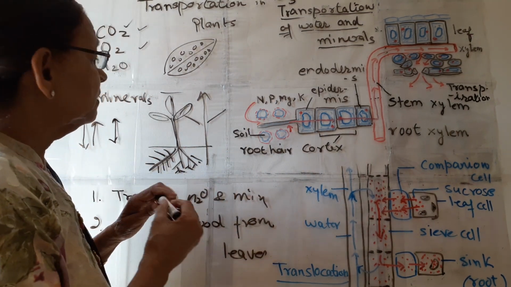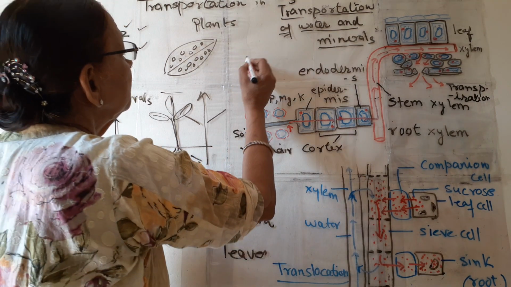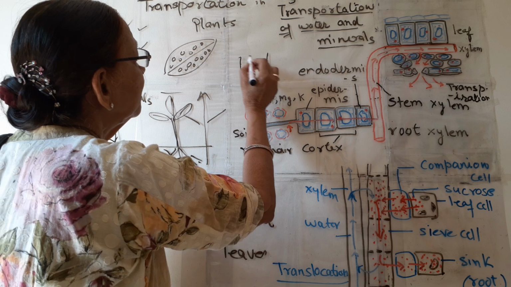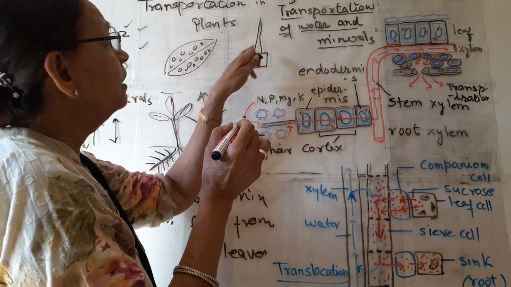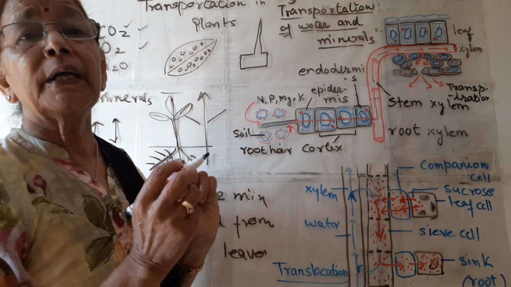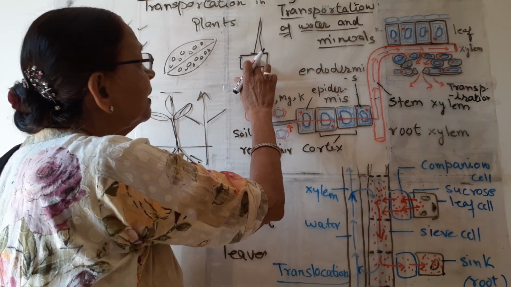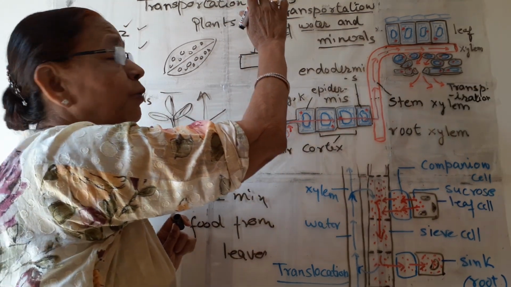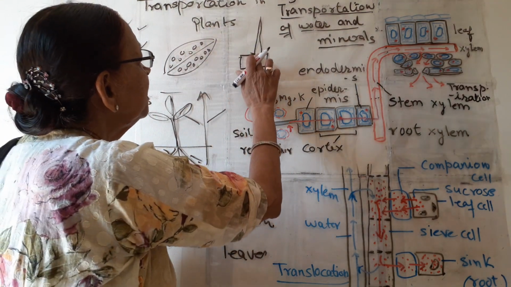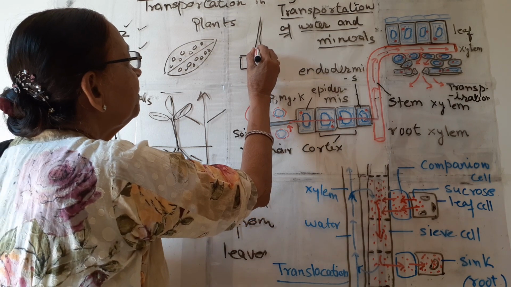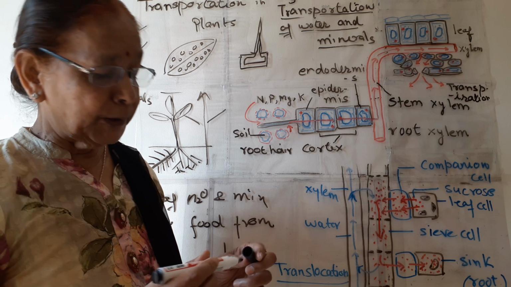Suppose this is the epidermis, and from the epidermis, this is the extension of the epidermis and a root hair is formed. This is not a separate cell. The same epidermal cell extends outwards and a root hair is formed. What does it mean? It means that the cytoplasm of the epidermal cell is continuous in the root hair also.